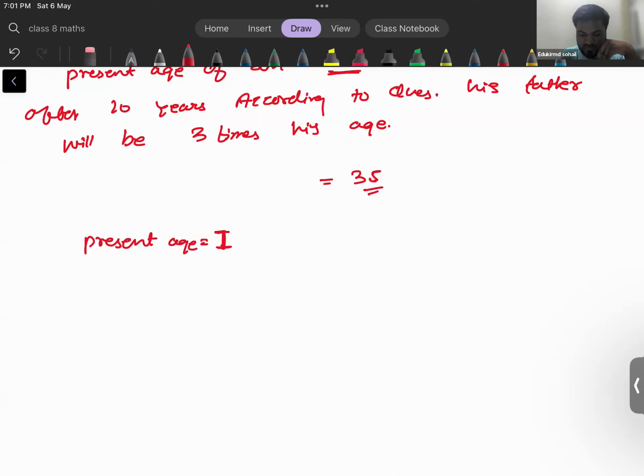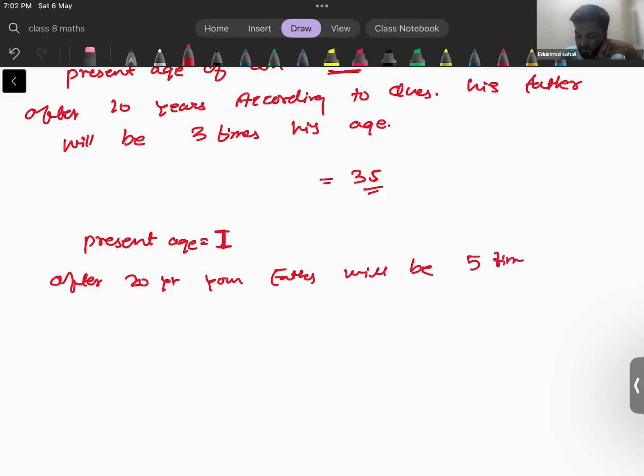It's your present age. Okay. And I say that after 20 years, your father will be 5 times your age. So presently your age is I. After 20 years, your father will be 5 times your age. So this time period, that is 20 years, does not matter here. What matters is how many times your father's age is going to be in comparison to you. That is going to be 5i. I hope you got the question.